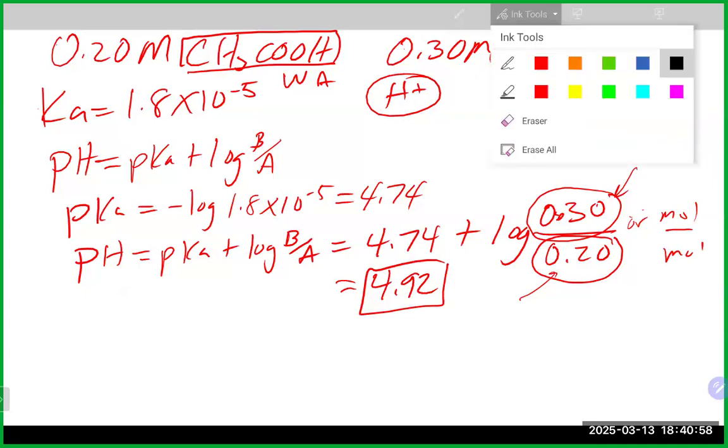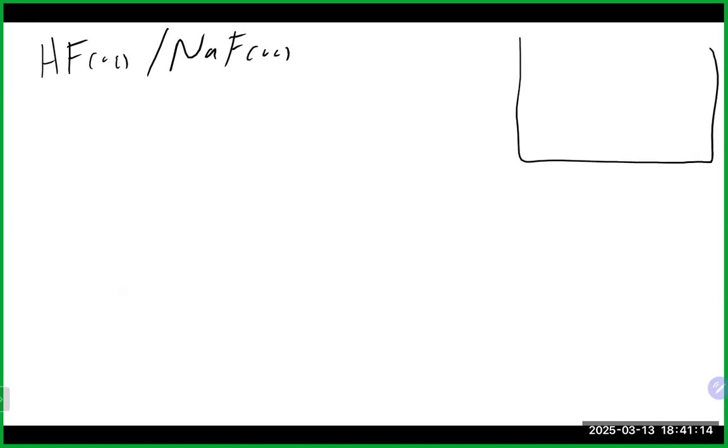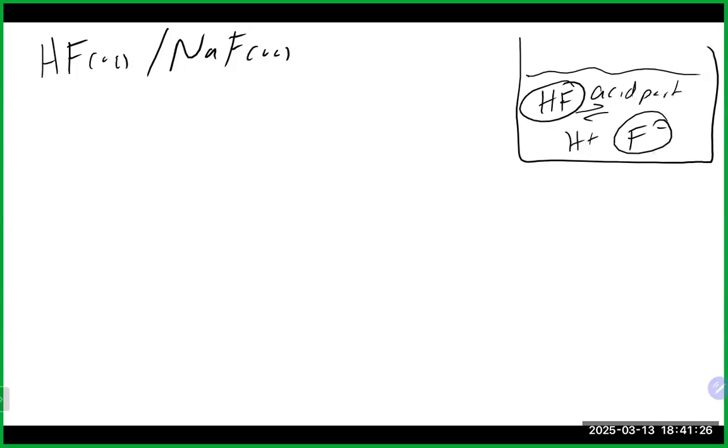Let's borrow this page, why not? So we're going to add our base to the same buffer. Again, we have our hydrofluoric acid and sodium fluoride buffer, and now we want to add our sodium hydroxide to it. So once again, we have set up in this equilibrium our acid and our base. We have our acid part of the buffer, we have our base part of the buffer. And now we're going to add some sodium hydroxide to it, which again is a strong base.